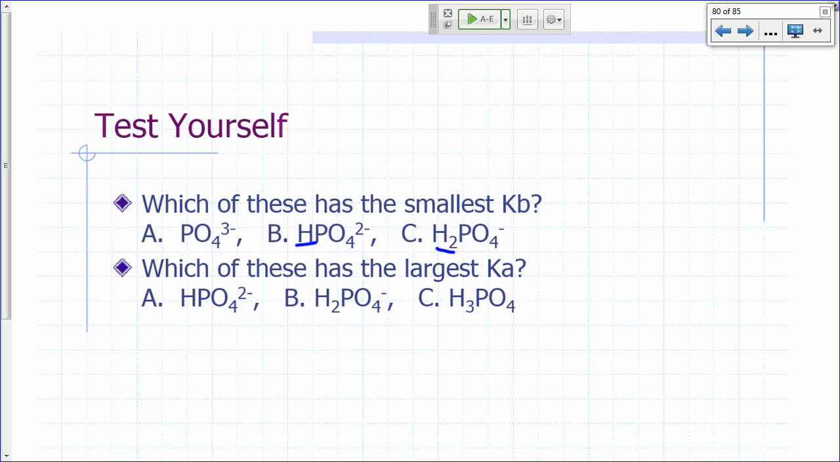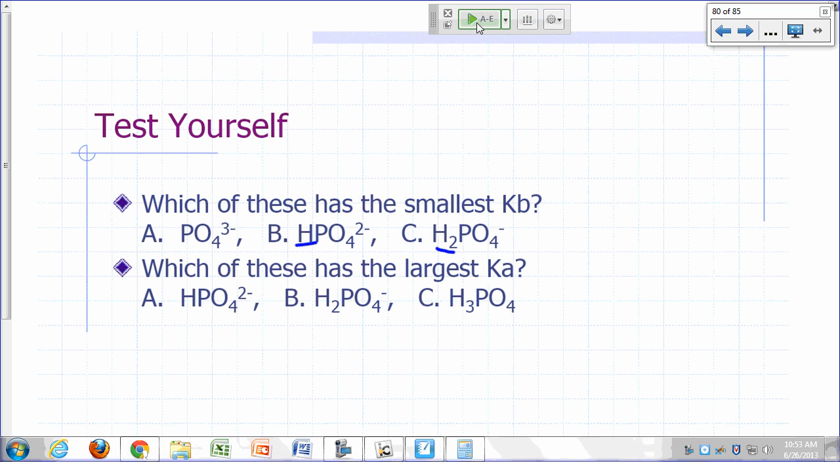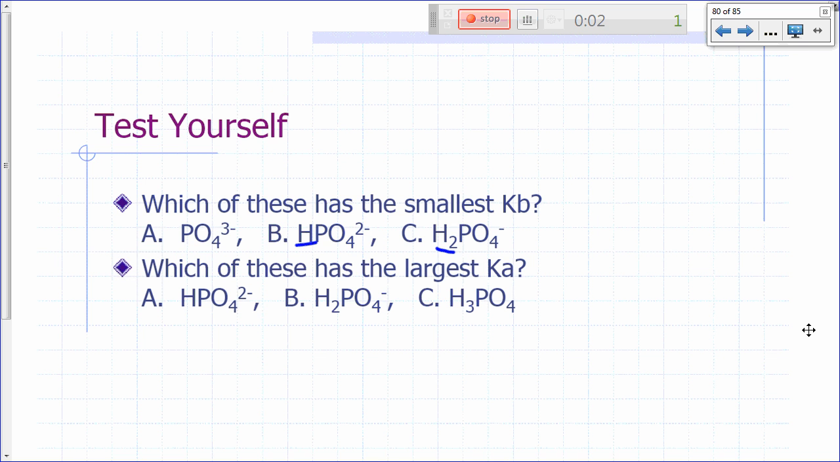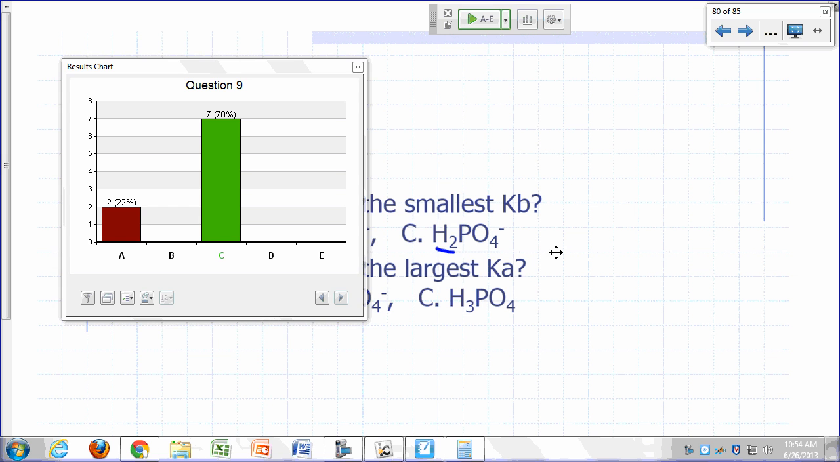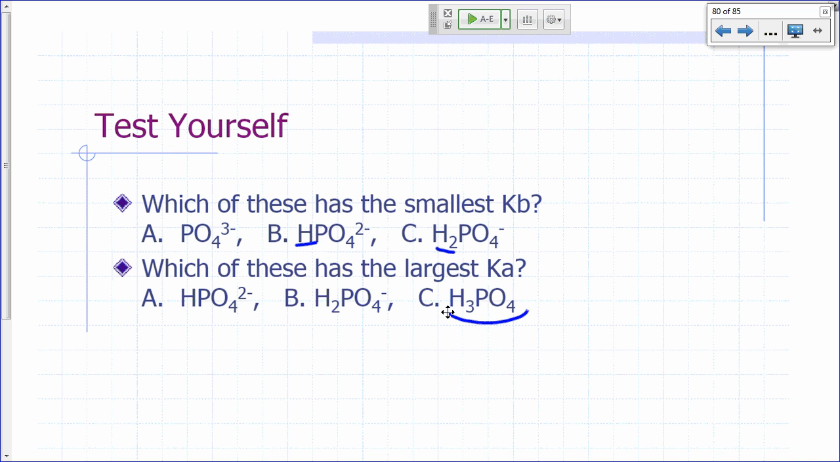How about the next one? Which of these is the largest Ka? So largest Ka means the strongest acid, right? Which one is the largest Ka? Largest Ka would be the conjugate acid of the weakest base, right? Very good. Okay, so this is the conjugate base of it.